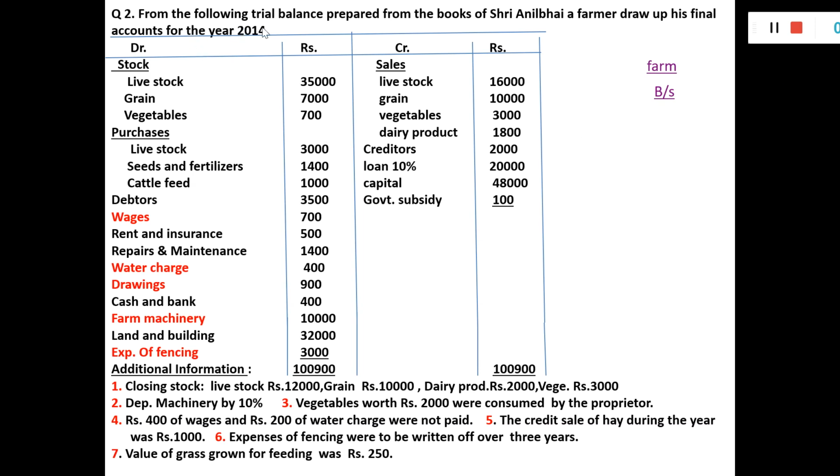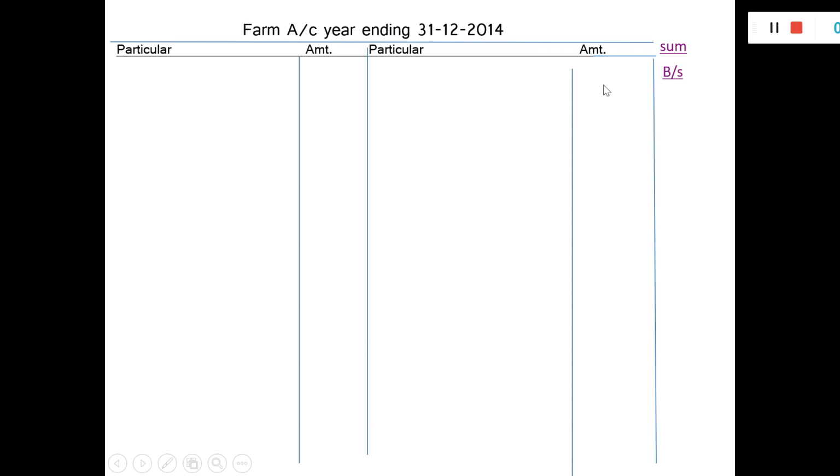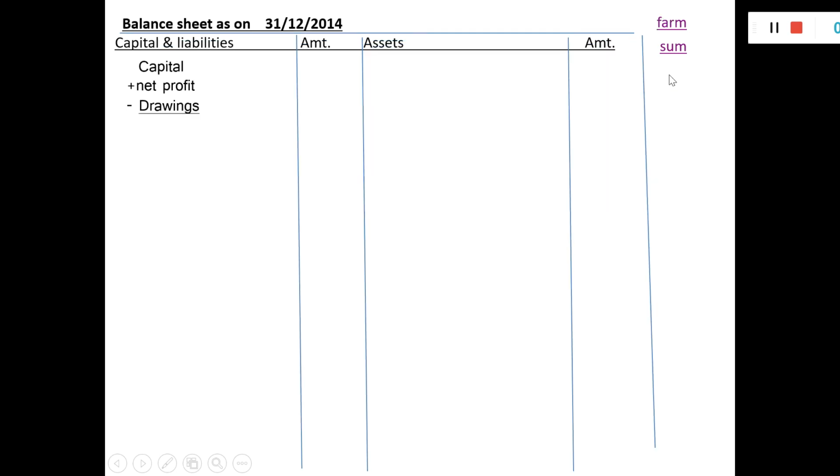From the following trial balance, prepare from the books of Sri Anil Bhai, a farmer, his final account for the year 2014. Friends, here we have to prepare the farm account and also balance it. So let us start. Farm accounts, balance it, go to the sum.